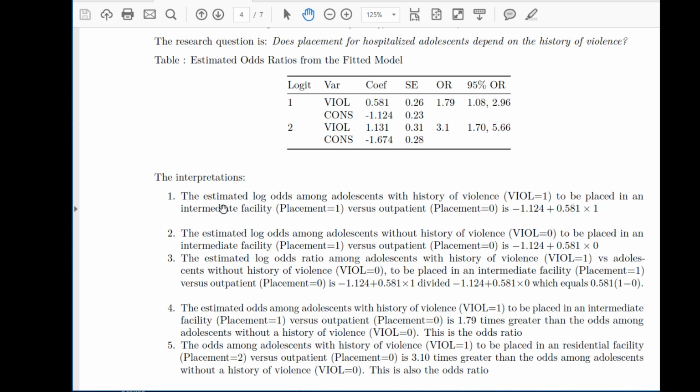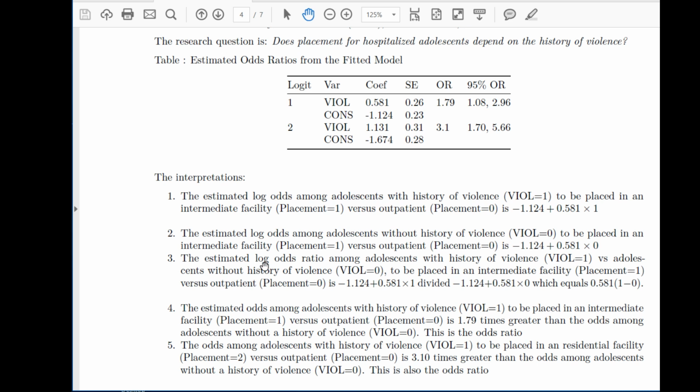so if you interpret this result, the estimated log odds among adolescents with history of violence to be placed in an intermediate facility, 1, versus outpatients, 0, equals minus 1.124 plus 0.581 times 1. Okay, the estimated log odds among adolescents without history of violence to be placed in an intermediate facility versus outpatients equals minus 1.124 plus 0.581 times 0. Right? So you get estimated log odds for VIOL 1 and estimated log odds for VIOL 0.